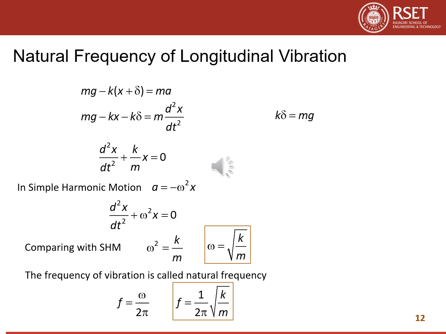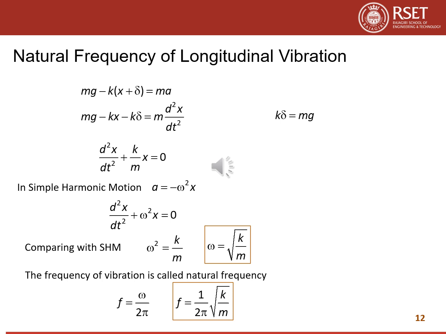In simple harmonic motion, we know that a is equal to minus omega square x, or the equation of simple harmonic motion is d square x by dt square plus omega square x equal to 0. Comparing these two equations, we can say that the spring mass system also executes a simple harmonic motion, and the natural frequency omega is given by omega square equal to k by m, or omega is equal to square root of k by m.